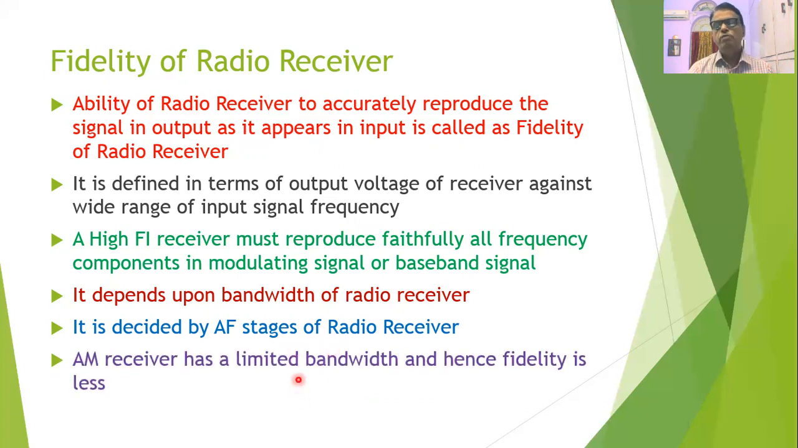In an AM receiver, you will find that we have a limited bandwidth. The receiver bandwidth is about 10 kilohertz, and therefore the fidelity of such a receiver is much less than that of an FM receiver.